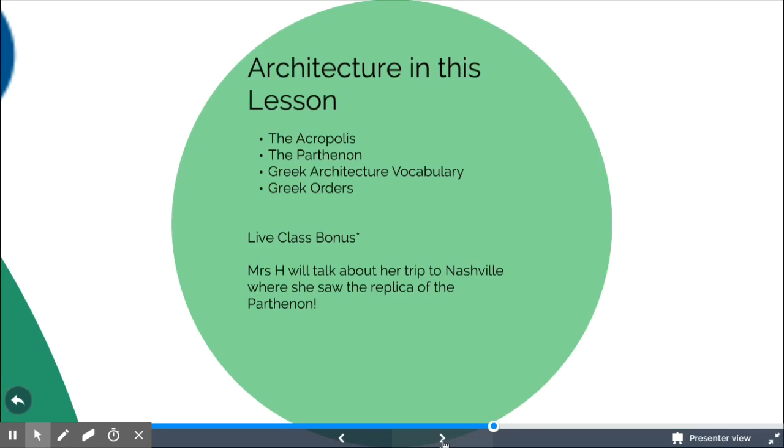If you come to live class, I will talk to you about my trip to Nashville to visit the full-scale replica of the Parthenon. So I have some pictures in the slides, and I'll talk about that and how cool it was.